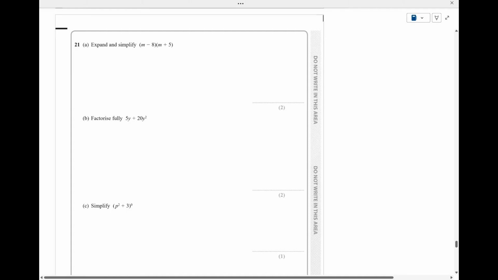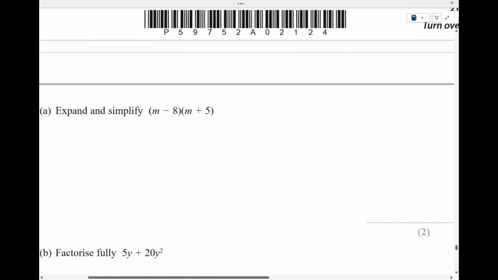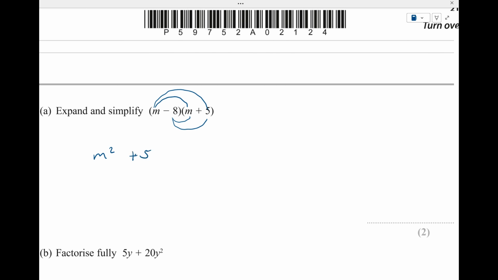Question 21, expand and simplify. Right, I'm going to use crab claws for this. I'm going to go m times m, and then m times the 5, and then I'm going to go minus 8 times the m, and minus 8 times the 5. So m times m is m squared. M times plus 5 is plus 5m.